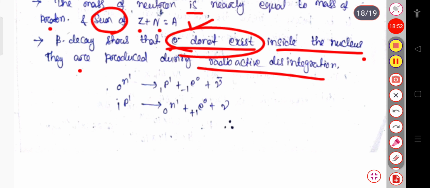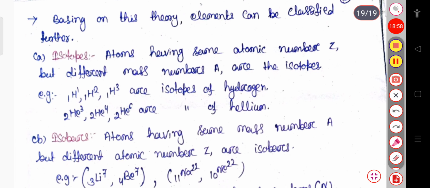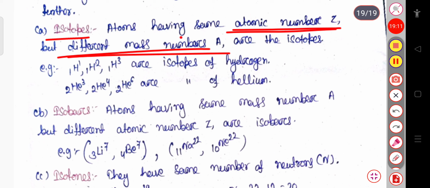Basing on this hypothesis, the proton-neutron hypothesis, the elements can be classified further. Let us take first the isotopes. What are the isotopes? The atoms having the same atomic number Z but different mass number A. Z is the same but A is different. In that case the atoms are called isotopes.